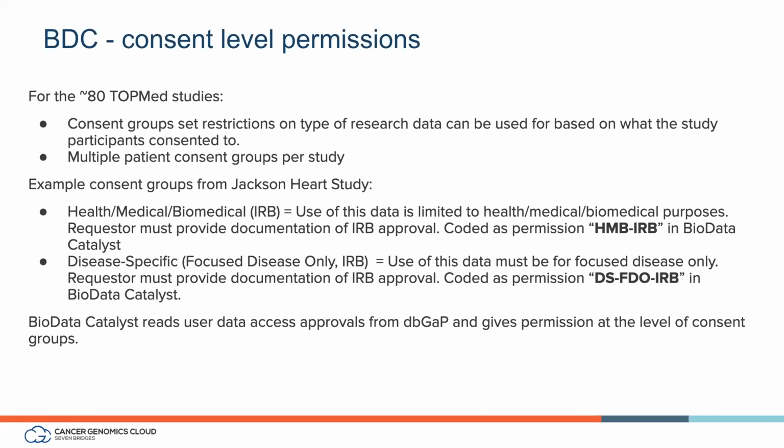You can see them here, HMB-IRB and DS-FDO-IRB, and certain people may have access to one, the other, or both. So permissions work a little bit differently on Biodata Catalyst in that we have consent level permissions rather than data set level permissions. And we get all of this information from dbGaP through Fence.